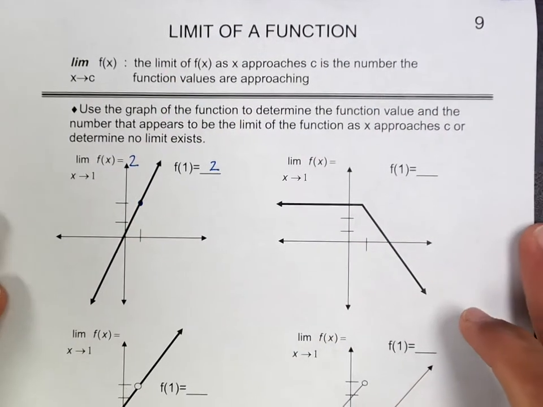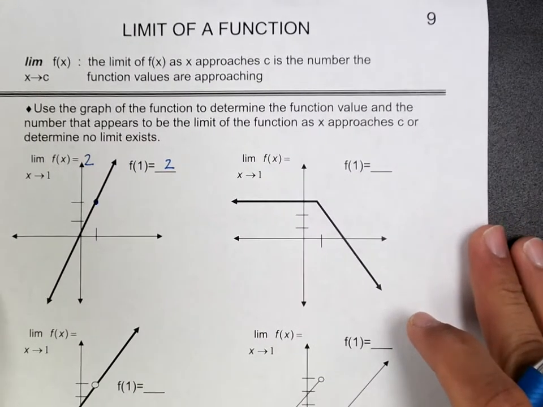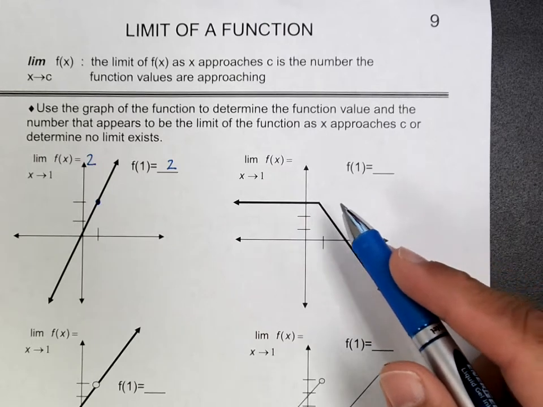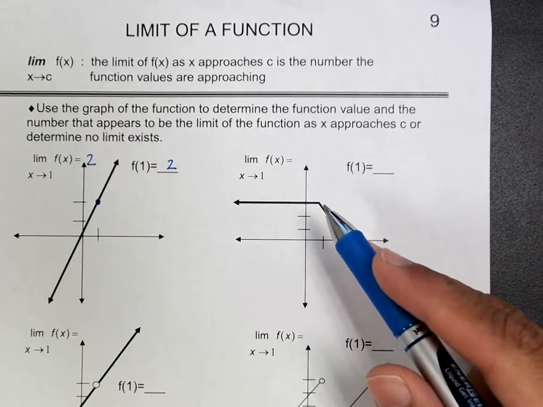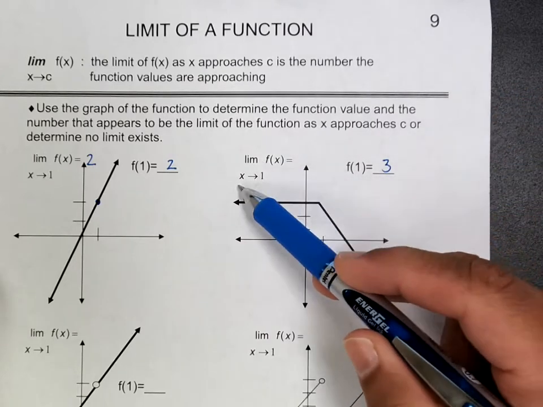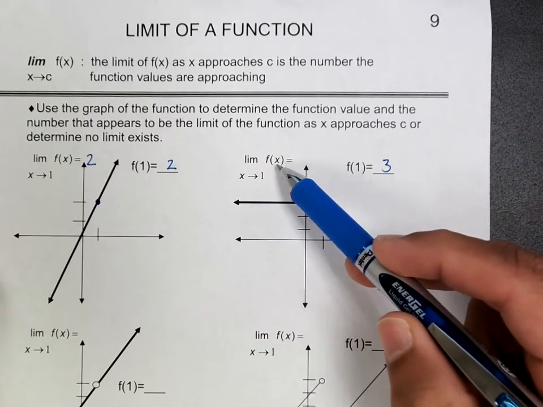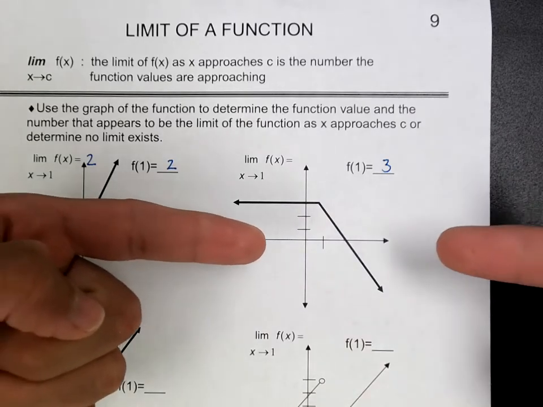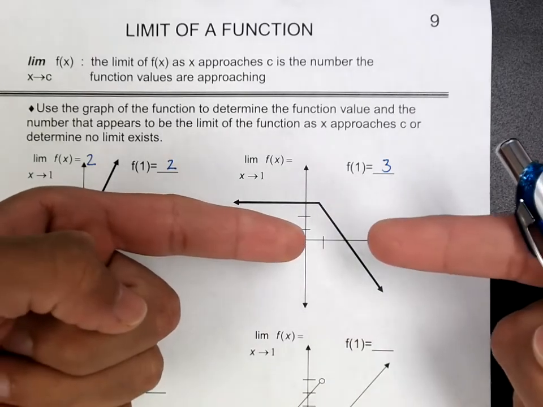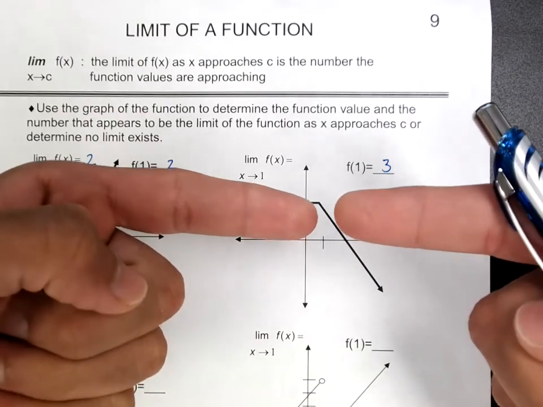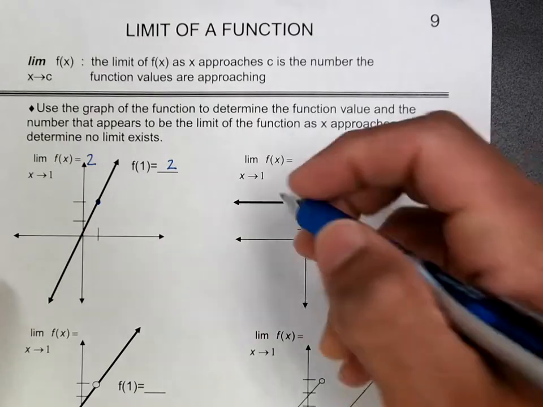Okay, on the next part, let's look at the next one. Same thing, on this one it's asking us what is the value of y at x is equal to 1, and you can tell that that's 3. Now the limit as x approaches 1 of f of x, we have to come from the left and from the right, and what y value am I approaching? Well, that y value happens also to be the same as that 3 right there.